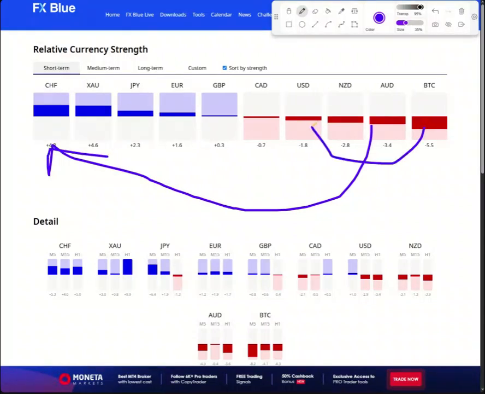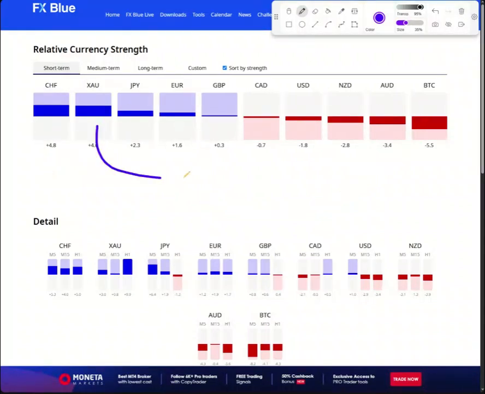For BTC USD, sell positions. For shiny metal, buy. So I hope you get that. Now that's the currency strength. Any questions concerning the currency strength?